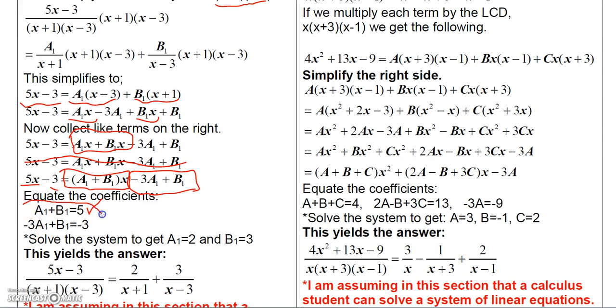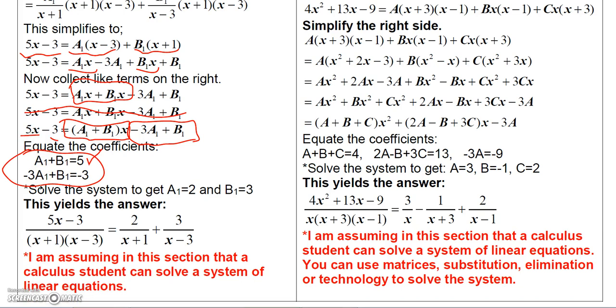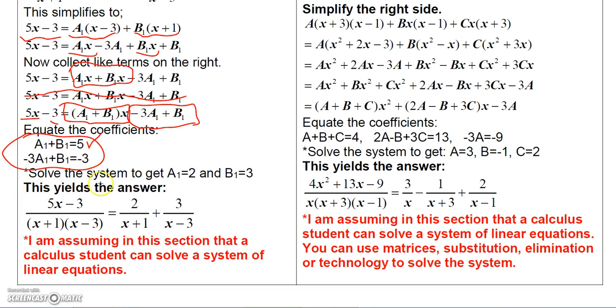So what we have to do now is solve this system of equations. Now, as a calculus student, you should know how to solve systems of equations by either substitution or elimination method. So I'm going to leave that to you. But if you solve this system of equations, you're going to get a1 is equal to 2 and b1 is 3.